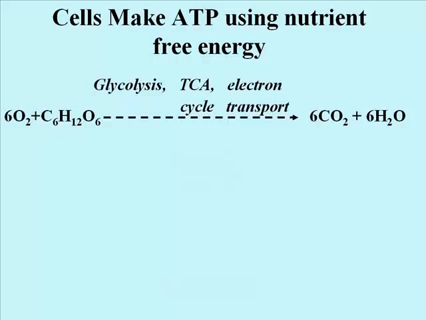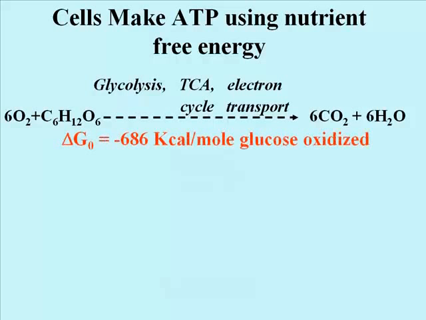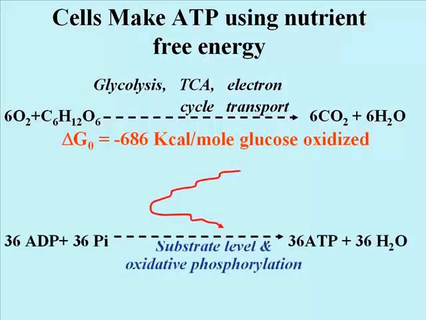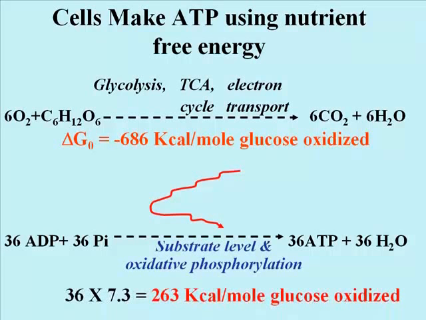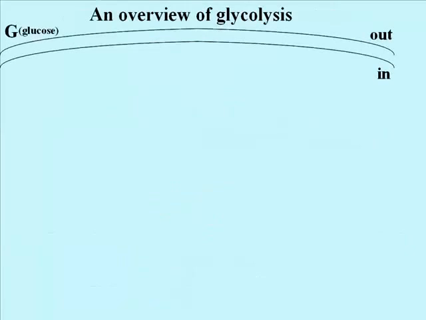Here again is the chemical equation for the combustion of glucose. In cells, this occurs in 3 steps: the principal pathways of glycolysis, the Krebs or TCA cycle, and electron transport. This releases, as you may recall, 686 kilocalories per mole of glucose oxidized. The free energy released in these 3 pathways is captured in ATP, either by substrate level or oxidative phosphorylation. The amount of this 686 kilocalories per mole available from glucose that is actually captured as ATP is about 263 kilocalories.